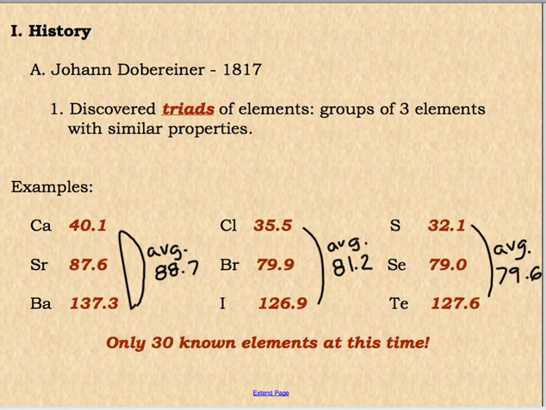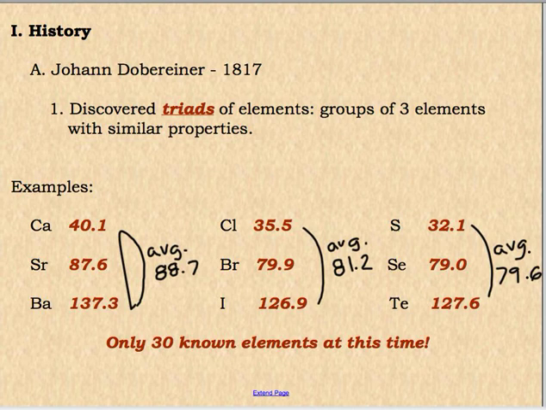And he came up with this idea that you could organize some of the elements in these things called triads. And one thing to keep in mind is there really were only 30 elements at the time. So it wasn't as big of a deal as it is maybe today, where you have like 118, 119 elements. But what he did see was a trend: if you look at calcium, strontium, and barium, if he took their molar masses and averaged them, the average was right about in the middle. And again, this is back in like 1817 when he started working on it.